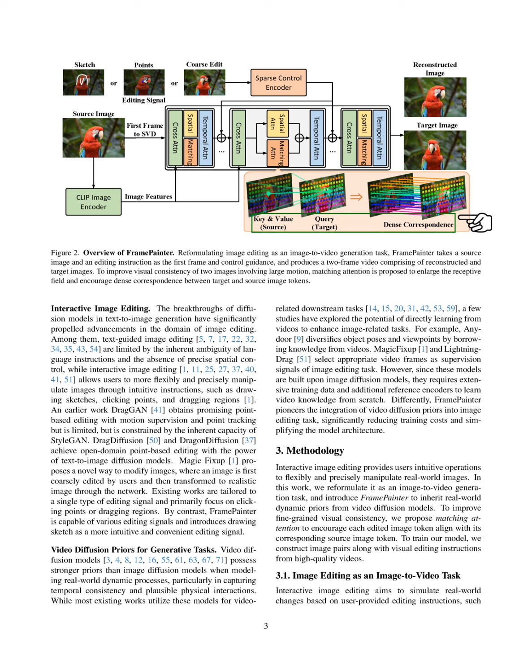Traditional methods often rely on pre-trained image models and lack the dynamic context from videos, requiring many training samples and extra reference encoders for effective edits. Our approach, however, reformulates this task into an image-to-video generation framework, using FramePainter to address these challenges. FramePainter starts with a source image and an editing signal to create a two-frame video that includes both a reconstructed image and a target image.